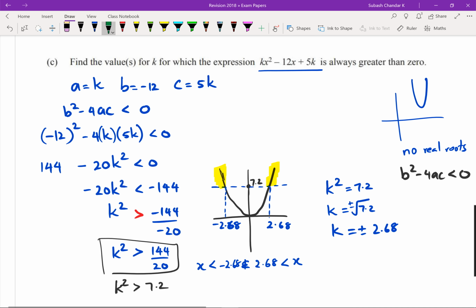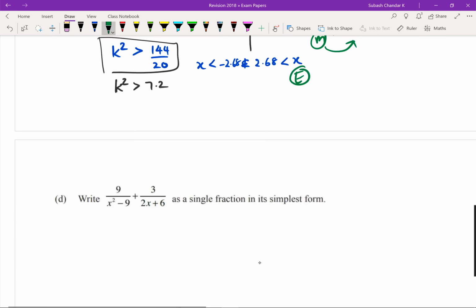So grades, excellence for the final part. If you find the two values, that gets you a merit. And I think for this particular question, just doing this part gets you an achieved. All right, so it's a bit of a mix there. Okay, let's go to question D.